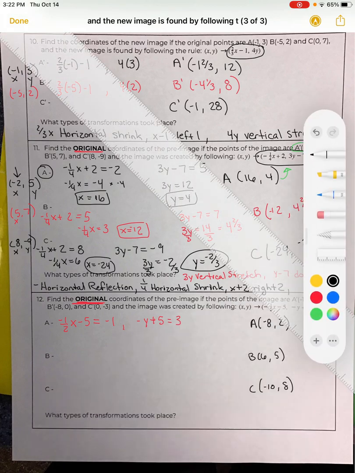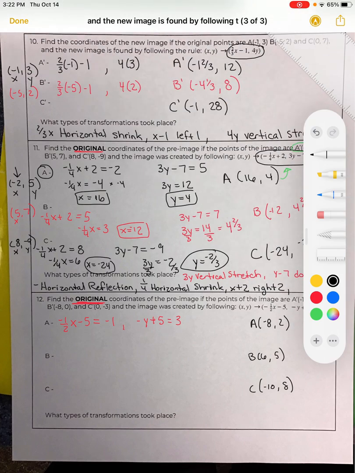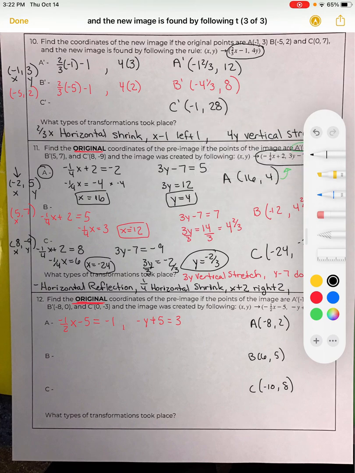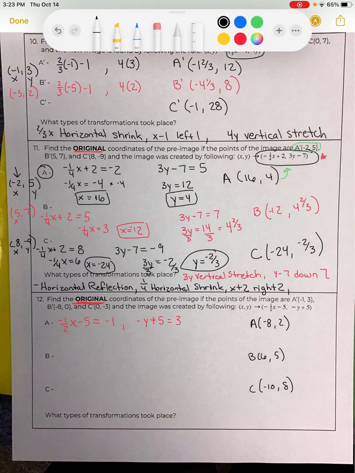And if I want to look at what types, I don't know why I have a ruler in here. So if you want to look at what types of transformations, we can put that at the top. Reading from left to right, we should have horizontal reflection. You have 1/2, so I'm going to say horizontal shrink. It's half the size. Then you see the x minus 5. That means you go left 5.